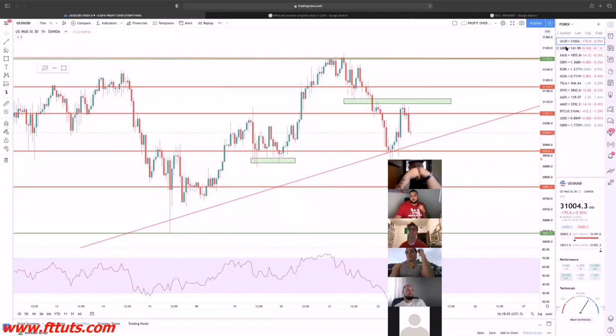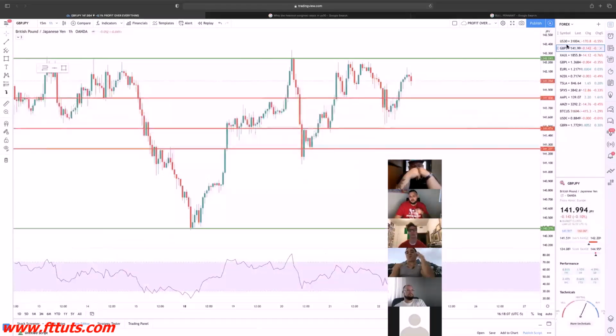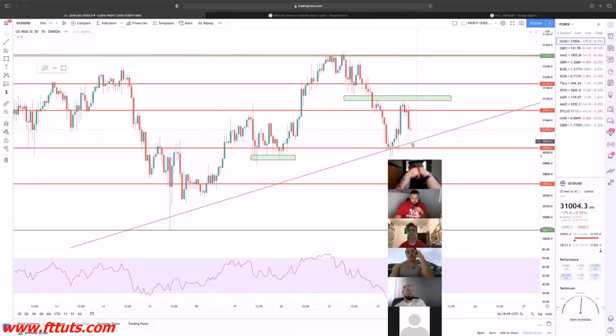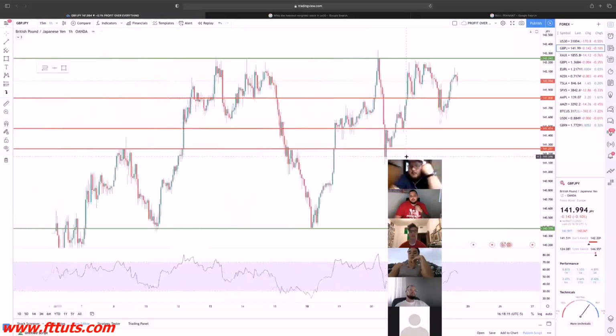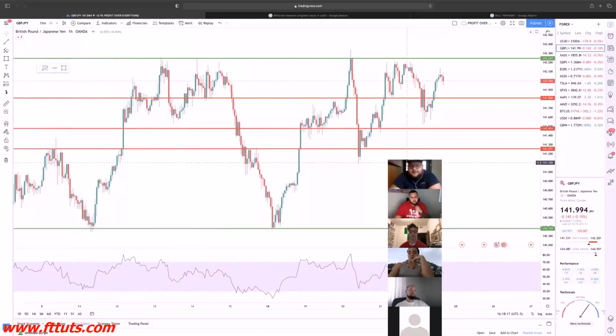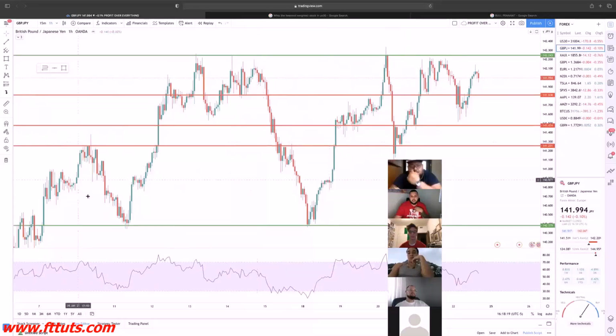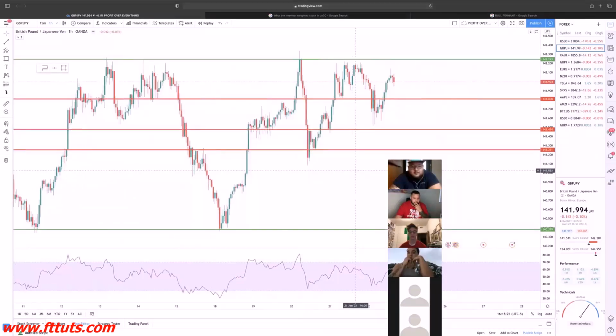Then the next one we're gonna move to is GBP. Any questions on US 30? That's it. So all right, next thing is GBP. I like GBP because it moves. I like how it moves. You guys see this? It moves so predictably, I guess you can call it.